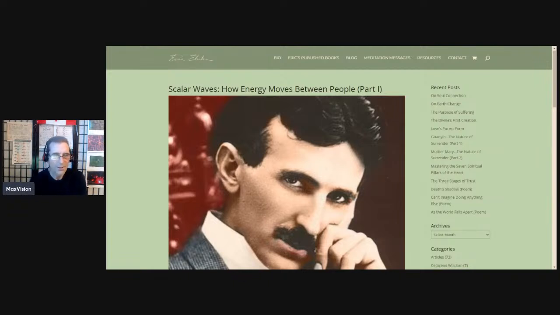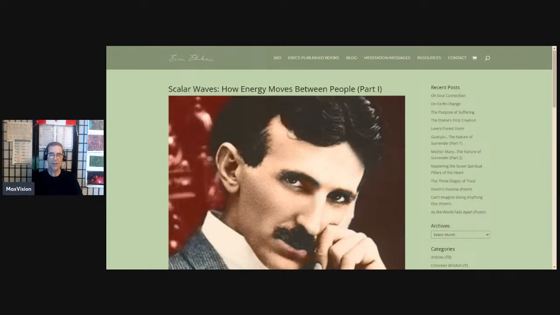So this article, Scalar Waves, How Energy Moves Between People, is kind of a misnomer. People talking about scalar waves really should be doing some research into what they are or what they're supposed to be, because there is the potential, it seems like more of a potential.